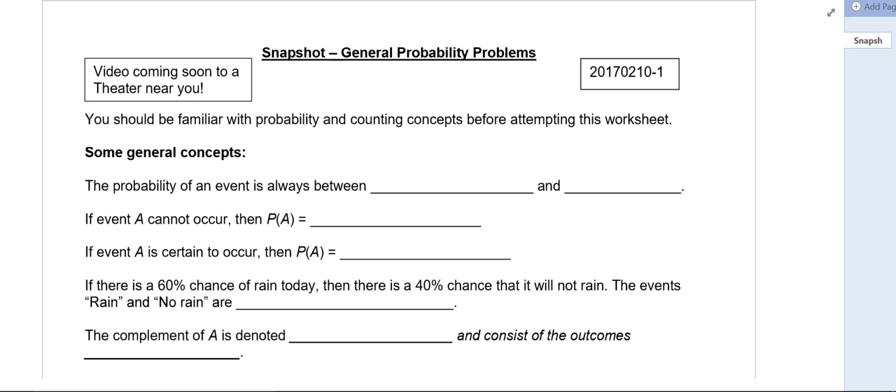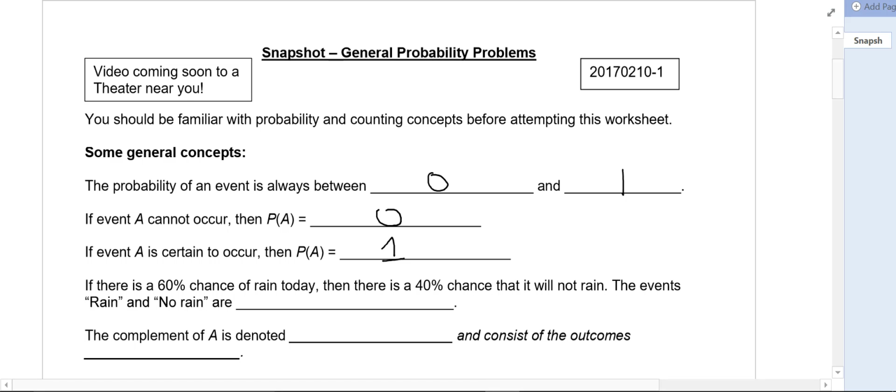All right, the probability of an event is always between what? Which two numbers? Between 0 and 1. That's just by the nature of the definition of probability. It's always between 0 and 1. Second one, if an event A cannot occur, then the probability of that event is 0 because it can't occur. If an event A is certain to occur, then the probability of that event is 1.